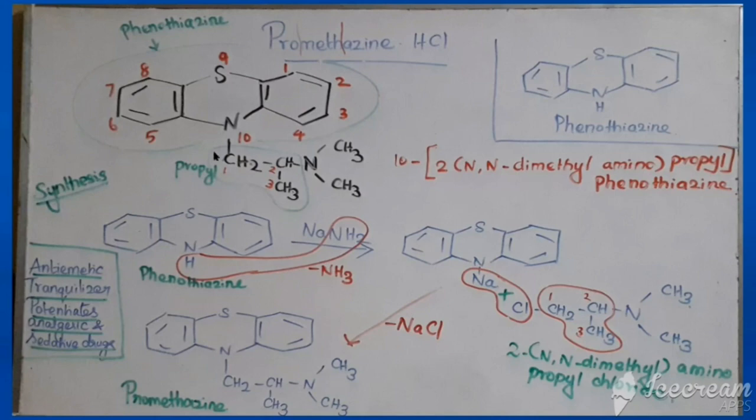So what is promethazine? That is having phenothiazine nucleus, and in 10th position it is having propyl, and the second carbon of propyl is attached with the dimethylamino group. So first we have taken phenothiazine on addition with sodamide. NH3 would be removed, Na would be added here. So with that we are adding 2-N,N-dimethylaminopropyl chloride. So we are getting promethazine by the removal of NaCl. That is used as an antiemetic, tranquilizer, and it potentiates analgesic and sedative drugs.